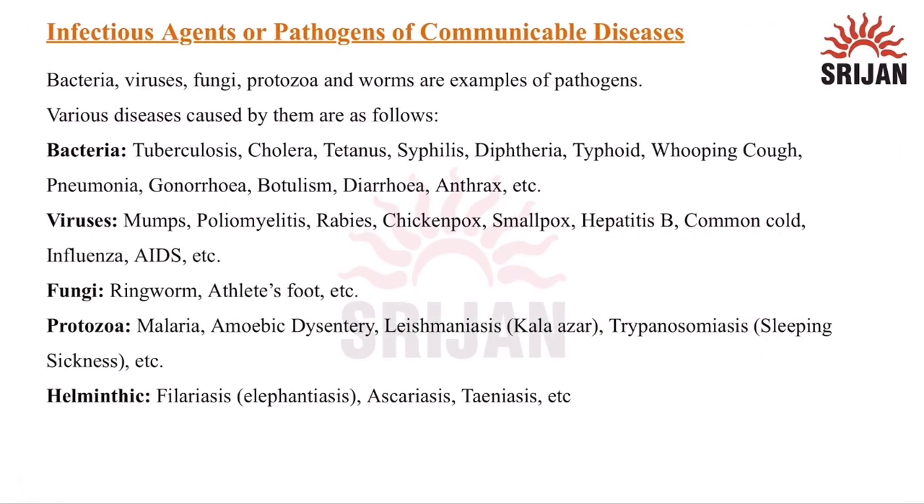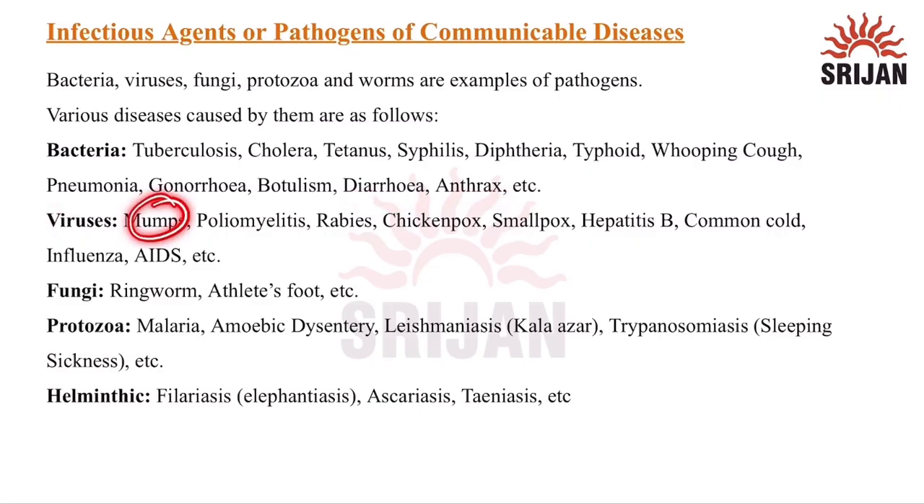Now, infectious agents or pathogens of communicable disease. Pathogens means bacteria, fungi, virus, protozoan, helminths. Bacteria, virus, fungi, protozoan, and worms are examples of pathogens. Now, the diseases caused by various pathogens. Bacterial diseases can be like tuberculosis, cholera, tetanus, syphilis, diphtheria, typhoid, whooping cough, pneumonia, gonorrhea, botulism, diarrhea, anthrax, etc.